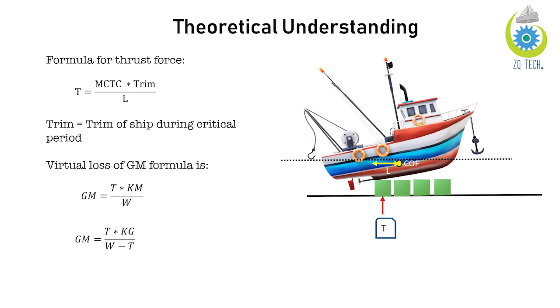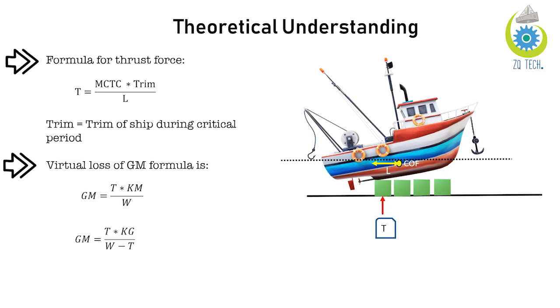So move forward, and the formula for the thrust force is T is equal to MCTC multiplied by trim divided by length. MCTC is given by the designer, while trim is the trim of the ship during its critical period. So during its critical period, the ship is in trim. When the ship completely sits on the block, then there is no trim. Length is basically the distance from the block to the center of flotation.